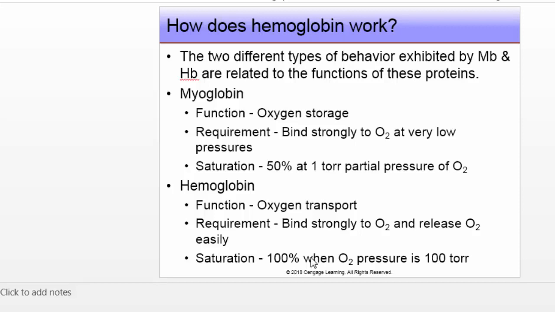So at the peripheral tissue, like in muscle, the pressure is 20 torr and P50 for myoglobin is 1 torr. Whereas hemoglobin, for its oxygen transport function, requires that it binds strongly to O2 and releases O2 easily, and the saturation is 100% when oxygen pressure is 100 torr.